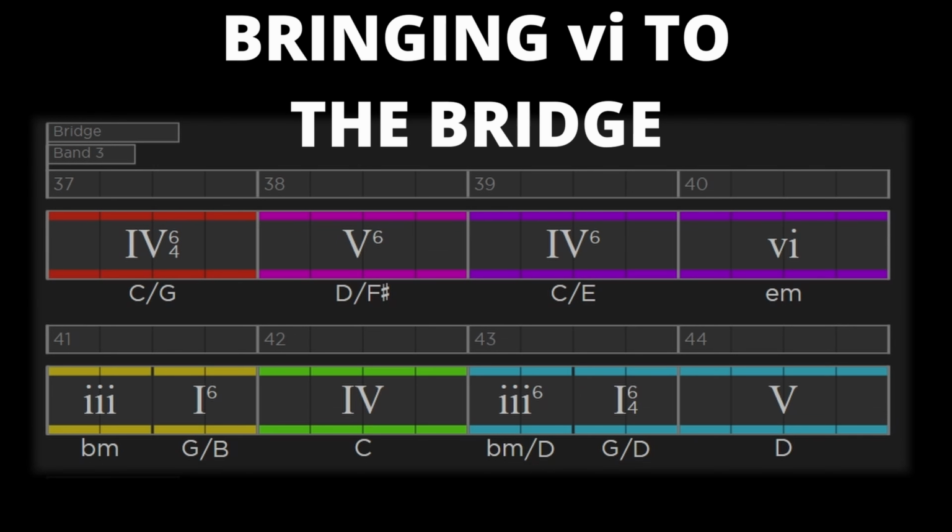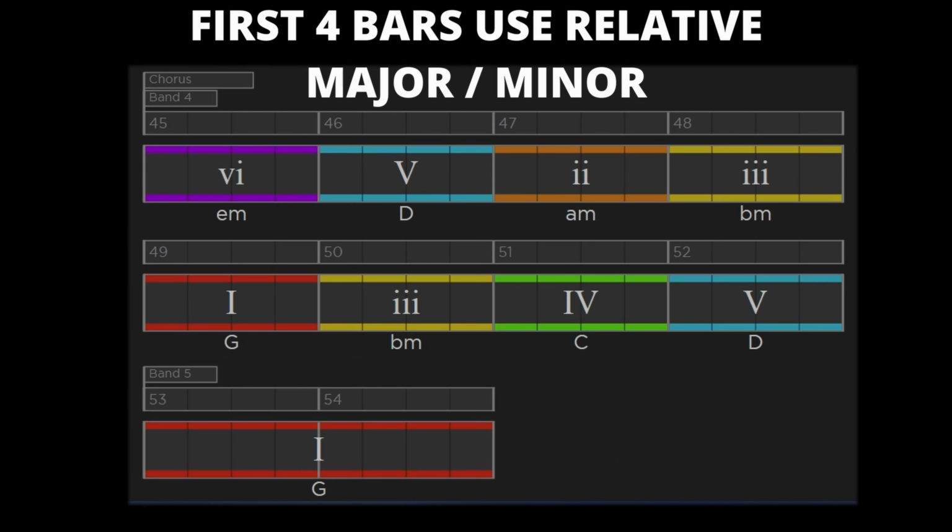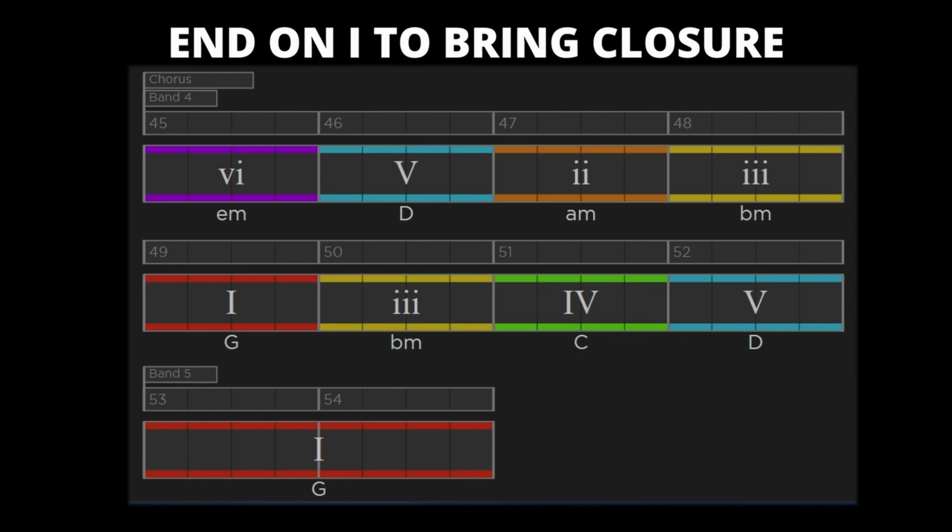In the 4th bar of the bridge, we're swapping out the 4 chord for the 6 minor chord. This shares the bass note with the inversion in the bar before. The rest of the bridge is the same. For our final chorus, we have swapped out the chords for their relative minor or major in the first half. The second half is the standard chorus progression, and we end on a one chord this time to bring the song to a close.